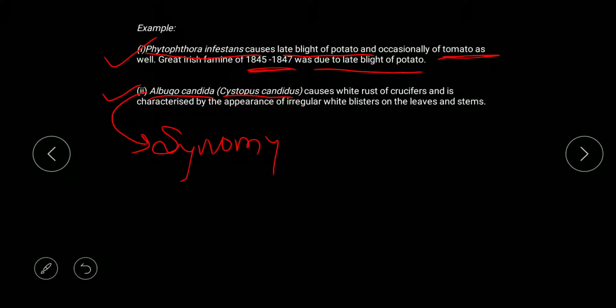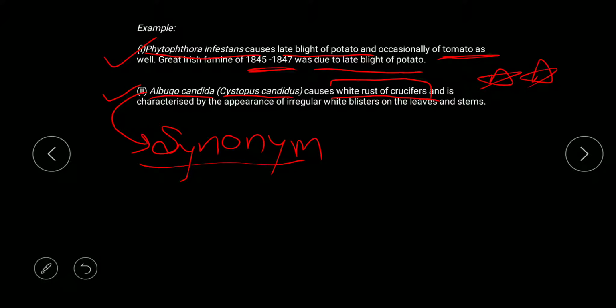Synonym means one scientific name has been given, but by mistake another new scientific name has been given, then this too will be considered scientific. And this causes white rust of crucifers. Remember, this is important because it is given in NCERT, and they have asked several times this question: white rust of crucifers is caused by which fungus? It is an Oomycetes fungus, that is Cystopus candidus. It is characterized by the appearance of irregular white blisters, white patches on the leaves and the stem.